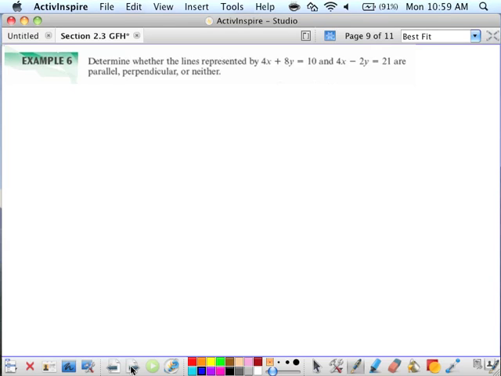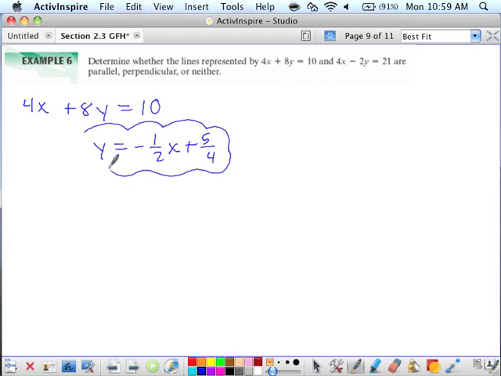Okay, so you guys took some time, you worked it on your own. Talk to me about 4x plus 8y equals 10. Is this the same problem from before? Yes. So we know that y equals negative 1/2 x plus 5/4. Agreed? Okay. So now we just need to talk about the other one.